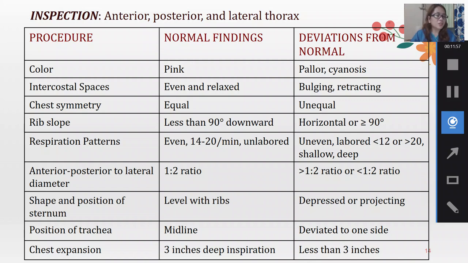ganun, okay, anterior, posterior to lateral diameter, so ito yung tinitingnan mo yung anterior, ito na yung configuration na sinasabi. So, you can see it also in your checklist. So, doon, check for configuration. So, dapat kapag pinakita nyo sa akin it on the chest, configuration is 1:2 ratio. Kapag more than 1:2 or less than 1:2 ratio, that is again abnormal. Kapag more than, ibig sabihin may barrel chest. So, pag may barrel chest, ibig sabihin, possible baka merong mass dyan sa loob or merong pleural effusion.